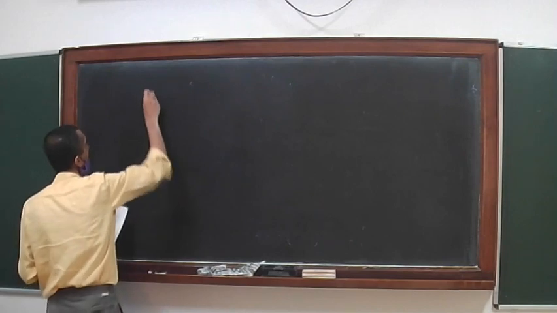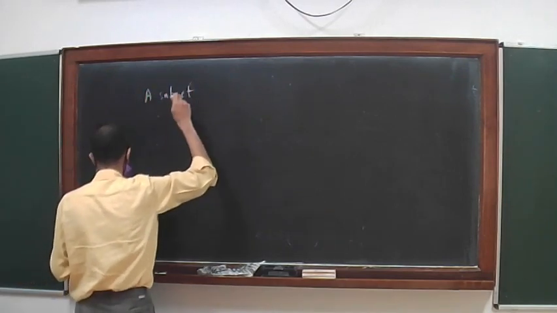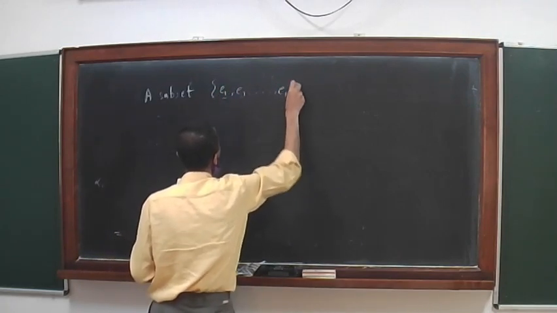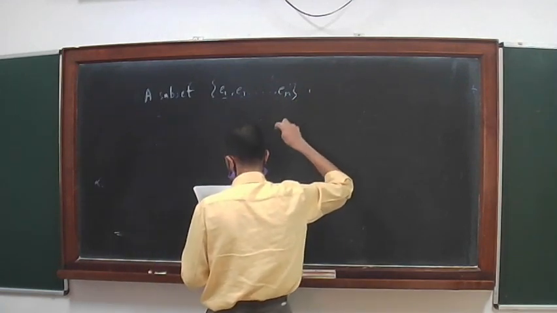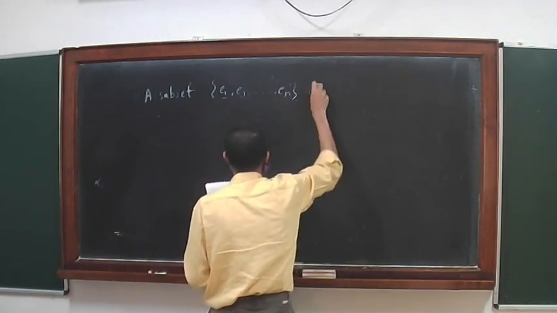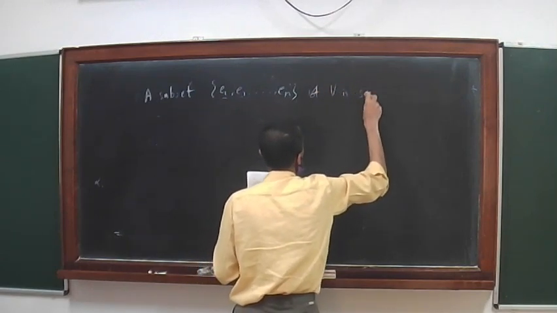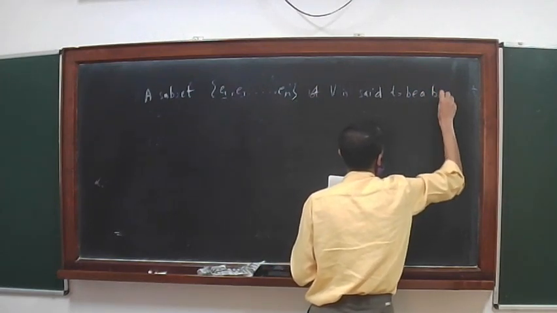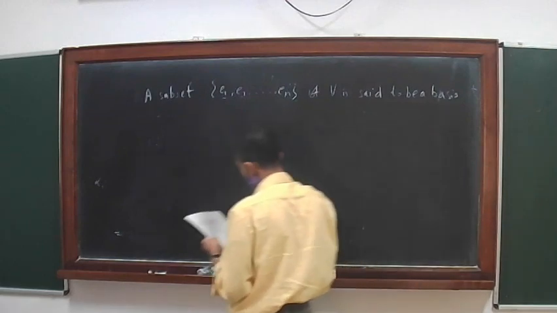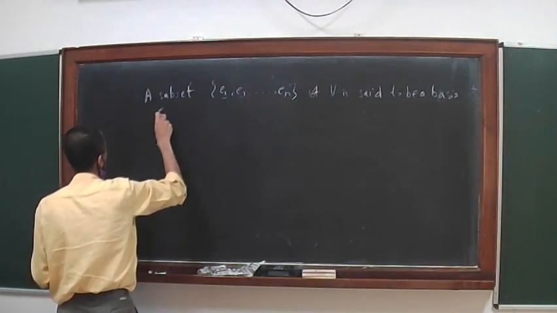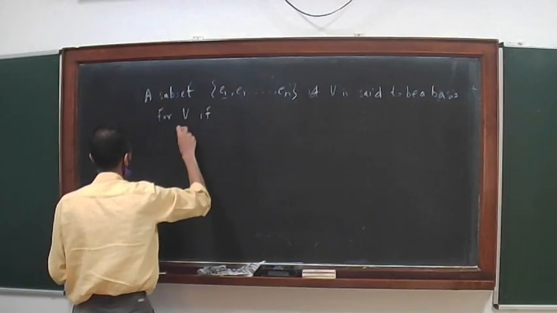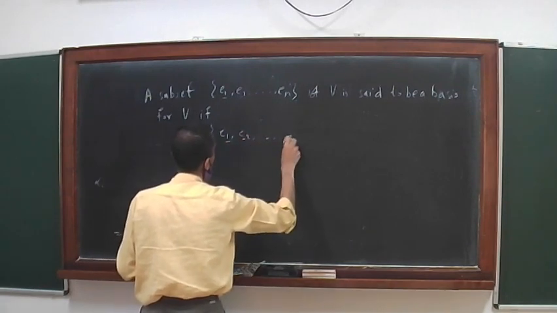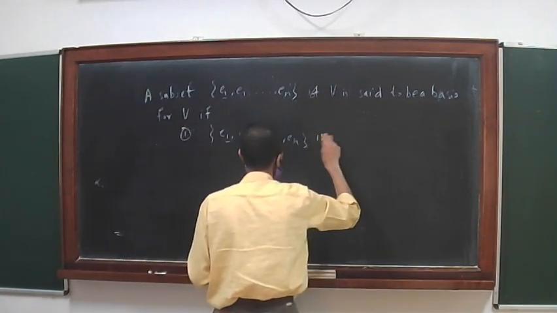So a subset E1, E2 up to En of V is said to be a basis for V if one, E1, E2 up to En is linearly independent.